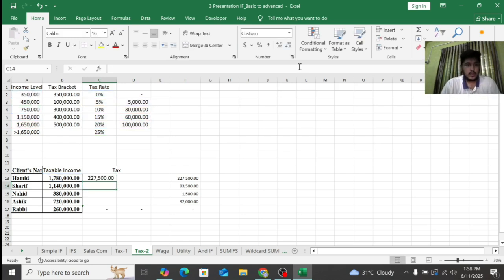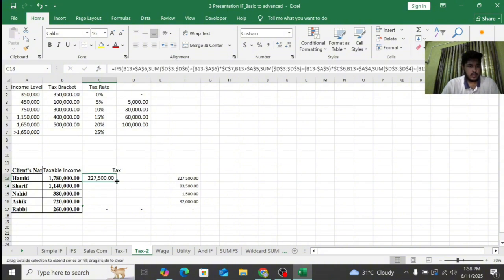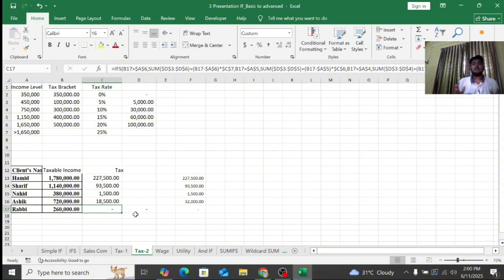Now if we drag our data, we get our results. Okay, this is what we get after calculating tax. Now that's all about using the IF function for calculating tax.